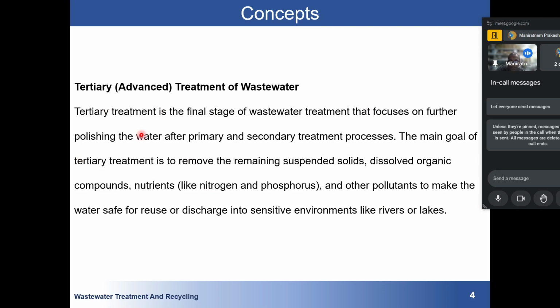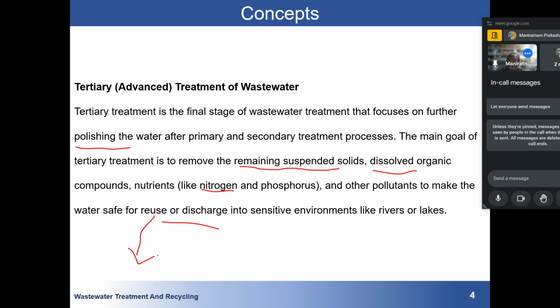So coming to the basic definition, what is tertiary advanced treatment of wastewater. Tertiary treatment is the final stage of wastewater treatment that focuses on further polishing the water after primary and secondary treatment processes. So we have already discussed this, that we will be polishing. I hope you all are understanding what this polishing is. Polishing means final. We are now at the verge of releasing the water into an open channel or open field, anything. The main goal is to remove whatever suspended solids remain, any dissolved organic compounds like nitrogen and phosphorus and any other pollutant, to make the water safe for reuse or discharge.